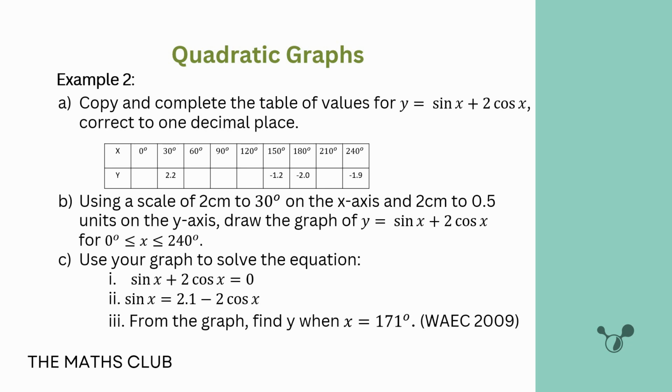Draw the graph of y is equal to sine x plus 2 cos x for x between 0 and 240 degrees. So you can see they've given us 0 and 240 degrees. They've given us a boundary because the graph could go on and on like that. They've given us a boundary for us to work with.